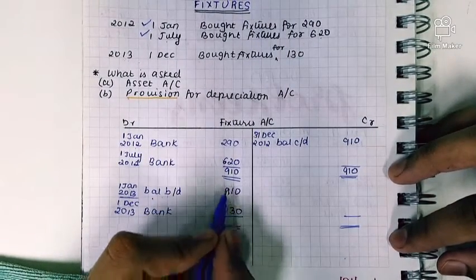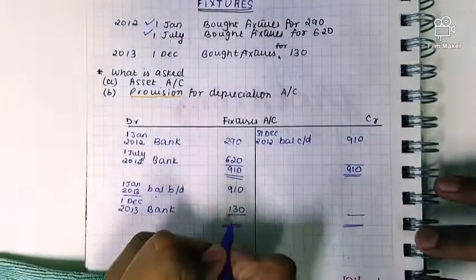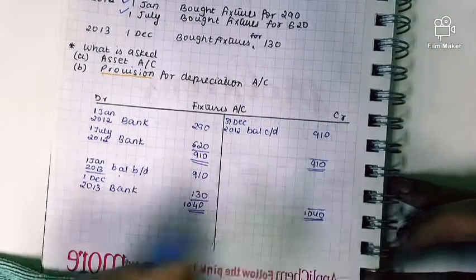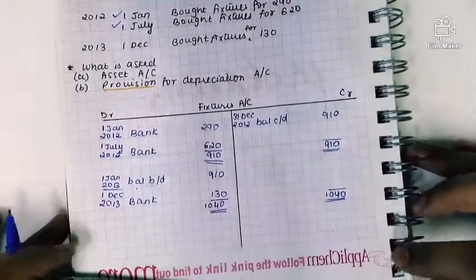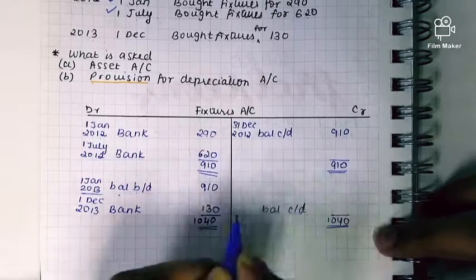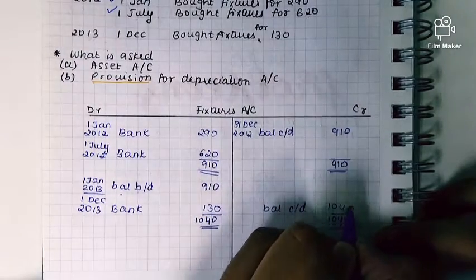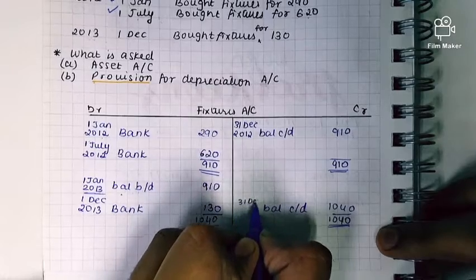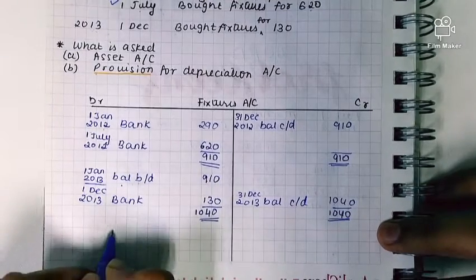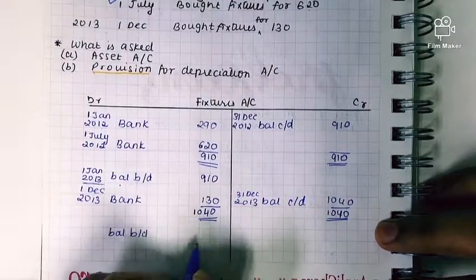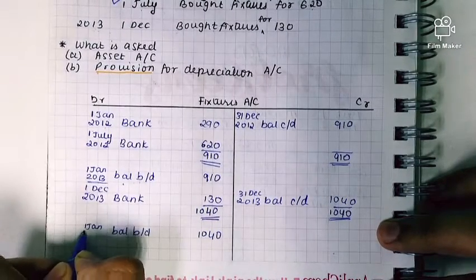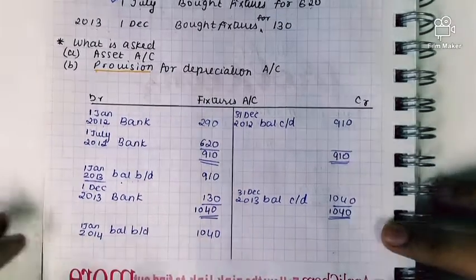And now we're just going to add these two up, which is 1040. Simply write down the balance carried down, which is 1040, 31st December 2013, and then balance brought down 1040, 1st January, the next year's date, remember, 2014.